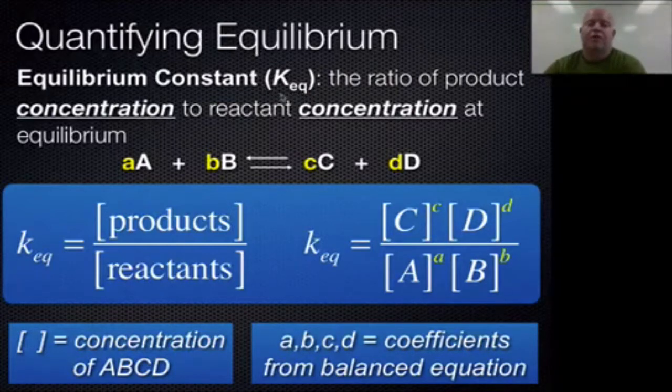What it does is it basically gives us a ratio of the products' concentration compared to the reactants' concentration. Notice how concentration is in bold here, because we're talking about molarities. So it is the concentration of those, so it has to be a gas or it has to be in solution. We're not talking solids and liquids here. We're talking solutions or gases for concentration.